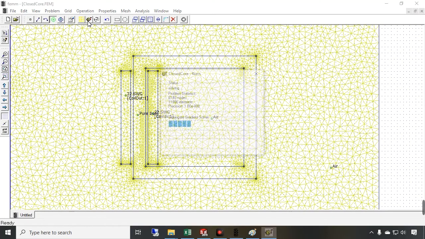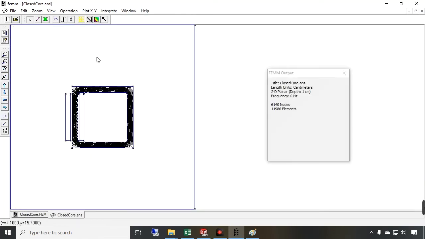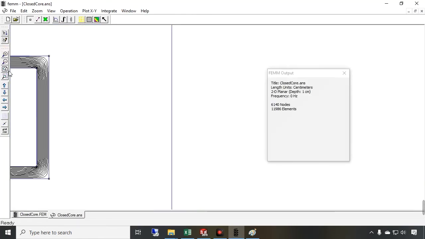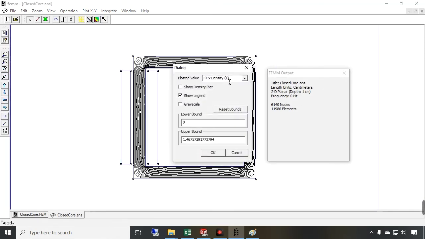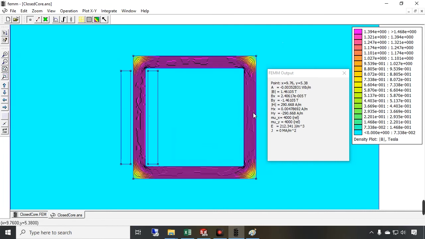So if I solve this problem, let's see the results. We have flux lines here. Also, I can plot the flux density in Tesla, show density plot. Okay. You can see the value of field here, that is 1.46, right? Here we have a uniform distribution and here we have a non-uniform distribution. As you can see here, the value of the amplitude of B is changing. So this is the exact solution using the finite element method.